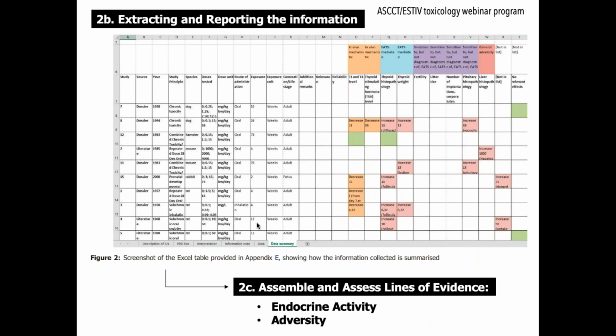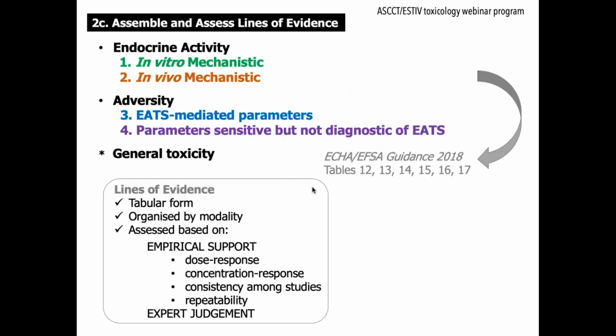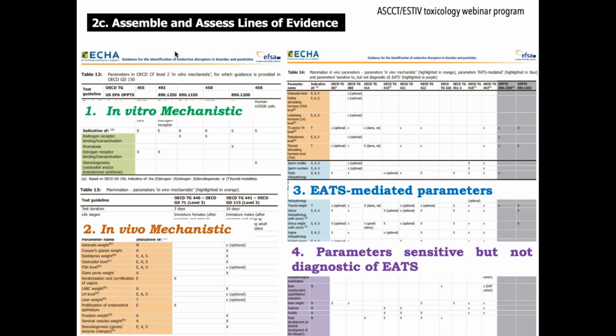This is what the data matrix looks like, from an example in the guidance. As you can see, there are different colors based on the type of parameter or the type of data. These parameters are then grouped into lines of evidence for endocrine activity and adversity. Lines of evidence for endocrine activity include information from in vitro mechanistic data and also in vivo mechanistic information. And when assembling lines of evidence for adversity, all the effects related to EATS-mediated parameters and parameters sensitive but not diagnostic of EATS should be considered. The guidance provides some tables collecting the endpoints for all these sections. As you can see here, in vitro mechanistic in green, in vivo mechanistic in orange, then EATS-mediated parameters in blue, and parameters sensitive but not diagnostic of EATS in purple.